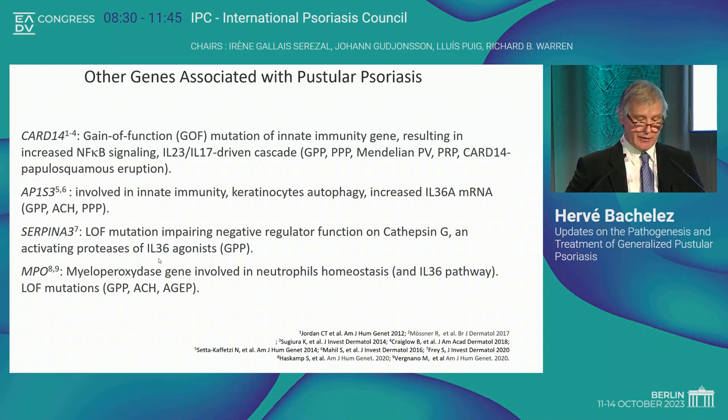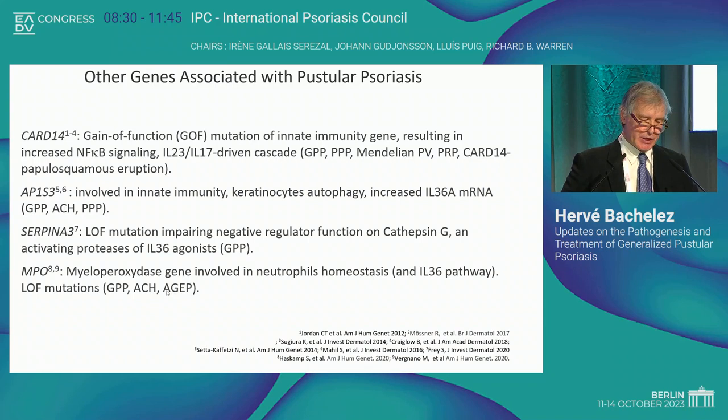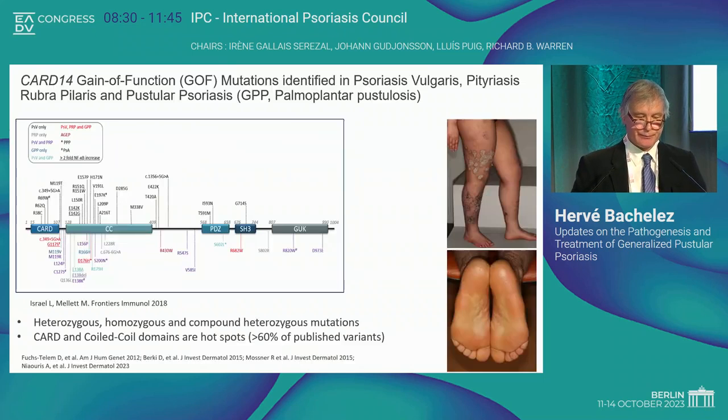Serpine3, which is connected to the alpha-6 as well, and the myeloperoxidase by the group of Musner and Francesca Capon, again in London, UK, accounting for GPP mainly, ACH, and acute generalized pustular eruption. So what is interesting is to pay attention to the CARD14 one, because the CARD14 mutants are mainly heterozygous, sometimes homozygous or composite heterozygous. But the main model is heterozygous gain-of-function mutation.